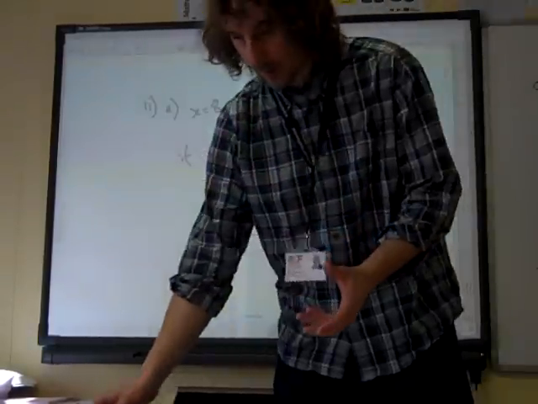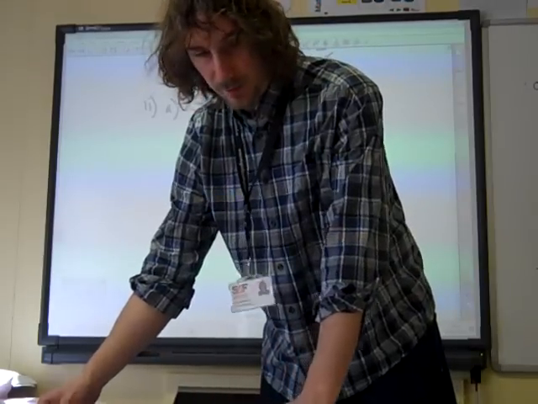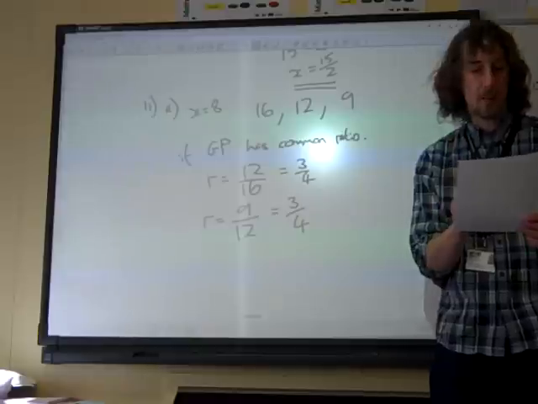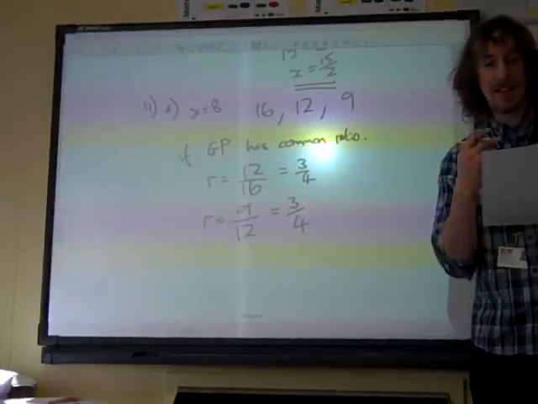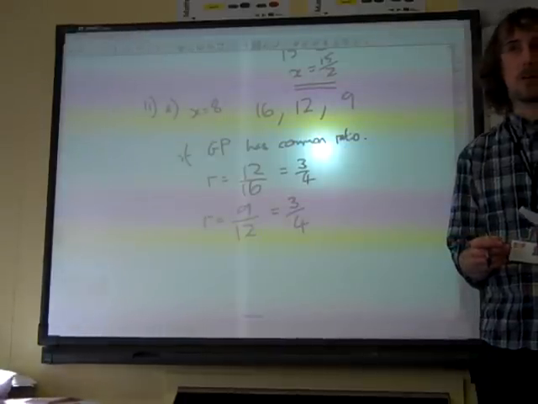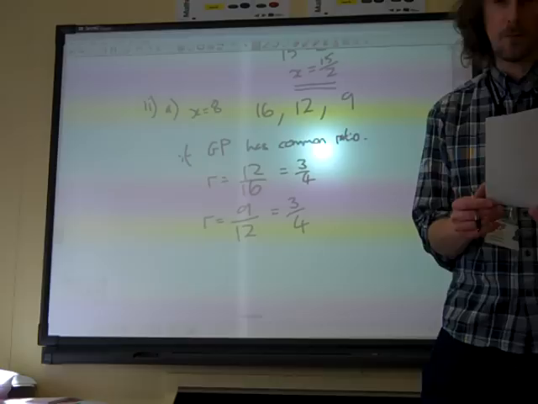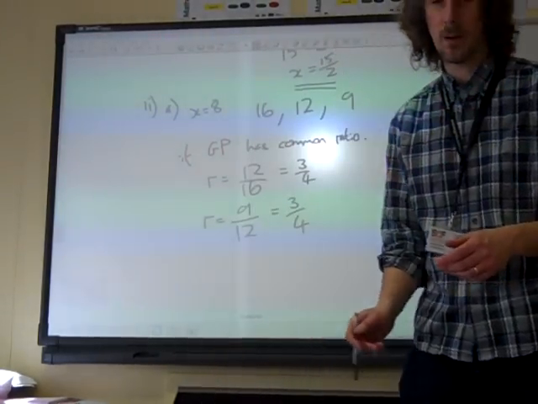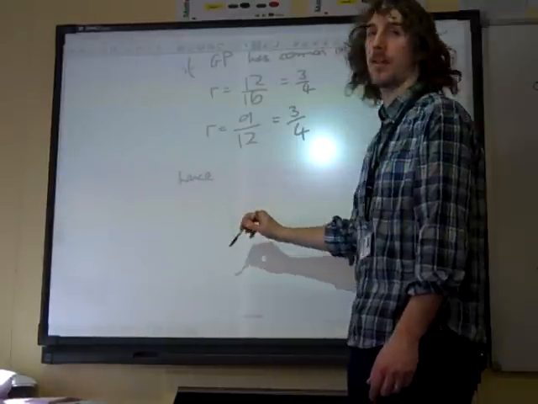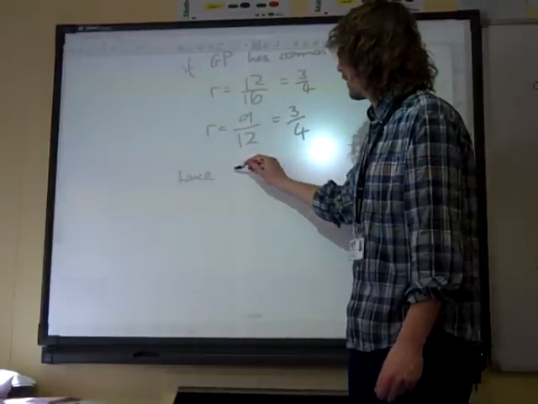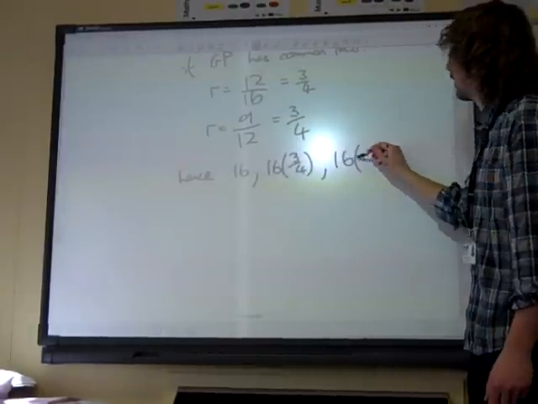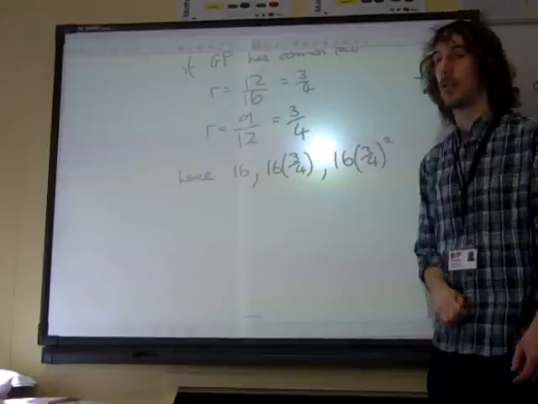We actually have to do that thing where we make a convincing argument that it's a GP. What they were looking for here is some kind of convincing explanation. They needed to have two values of 0.75, two values of 3/4 to be a convincing argument. Okay? I actually wanted to be extra careful with this, so I wrote the sequence as being 16, and then 16 times 3/4, and then 16 times 3/4 squared, just to show that we get the same thing.